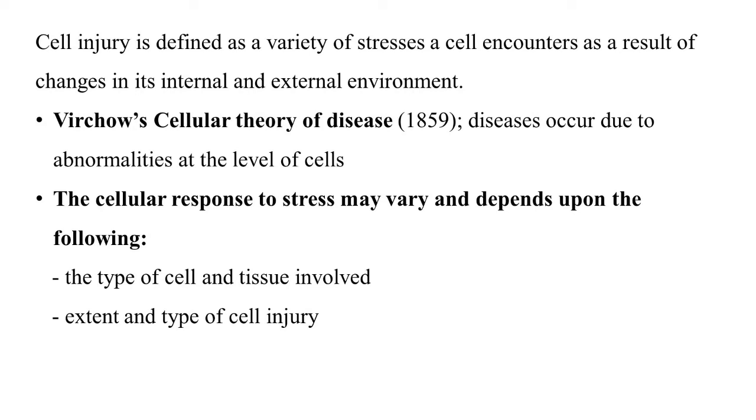So the type of cell and tissue involved, the extent and type of cell injury. As we started, we said that we have epithelium and then mesenchymal cell. So the type of cell and tissue that is involved, the extent and the type of injury. The cellular response, how a cell will be able to respond to a stress, may vary.